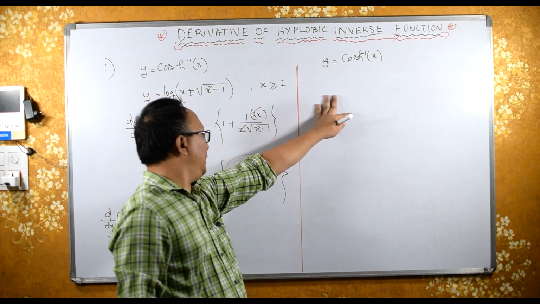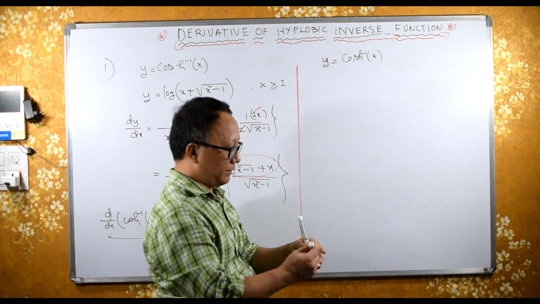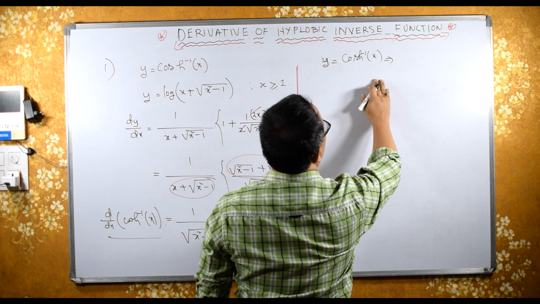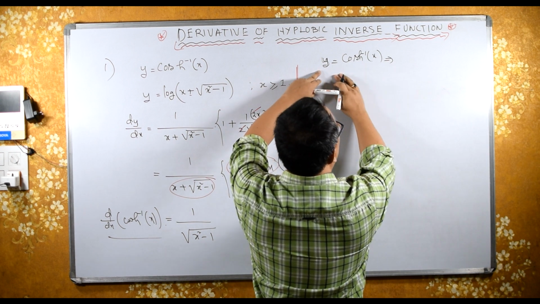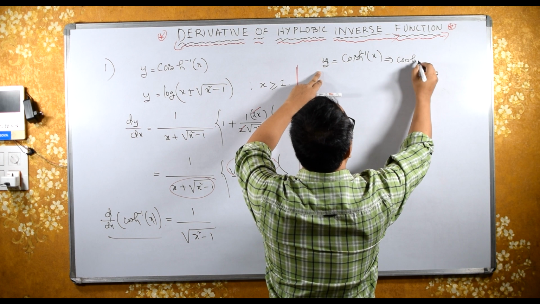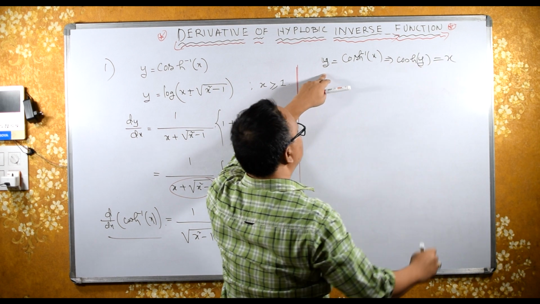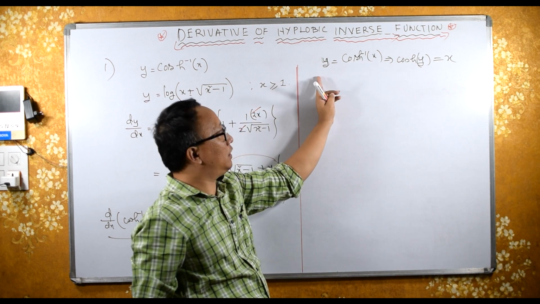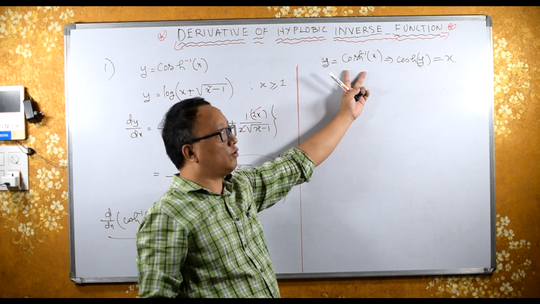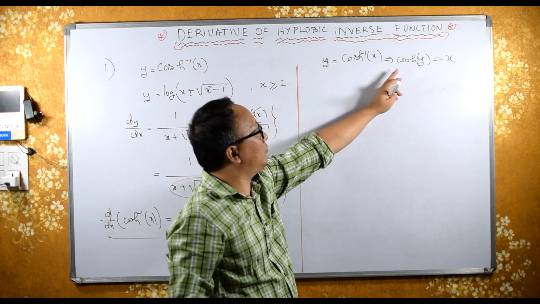Now let's solve another way. Since y equals cosh inverse x, this implies x equals cosh y. Otherwise you can say, taking cosh on both sides, cosh and cosh inverse get cancelled. We have cosh y equals x.